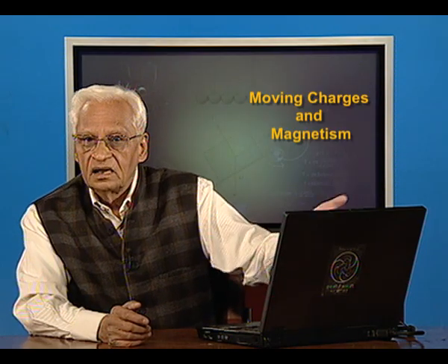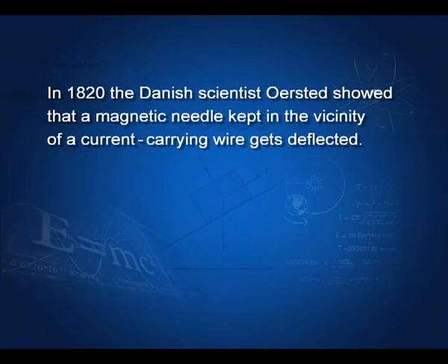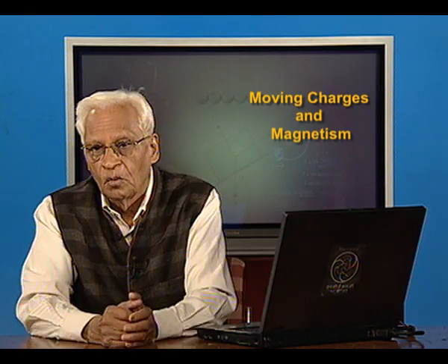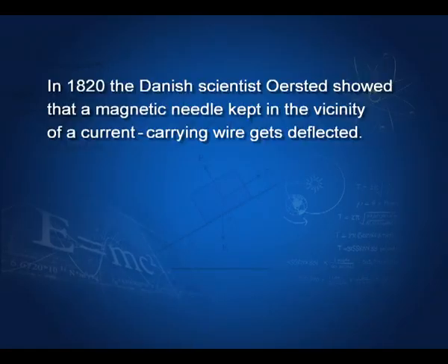Let us learn some history. In 1820, the Danish scientist Ørsted showed that a magnetic needle kept in the vicinity of a current carrying wire gets deflected. This may be common knowledge today, but it was first discovered in 1820 by Ørsted.